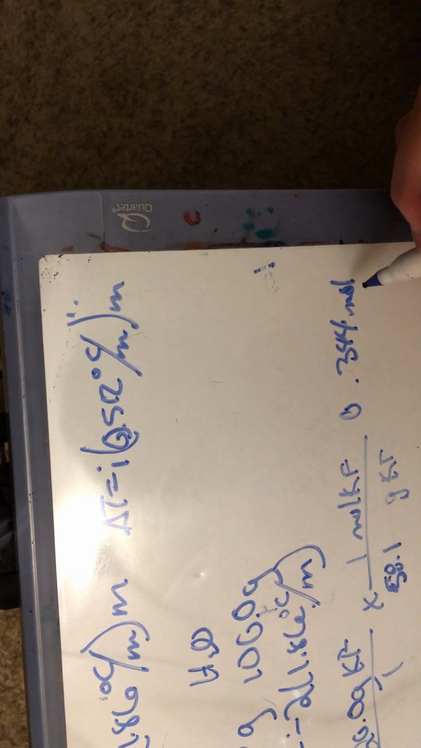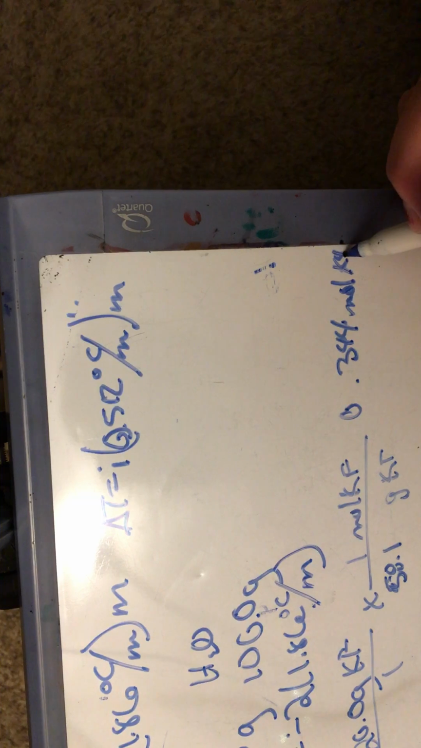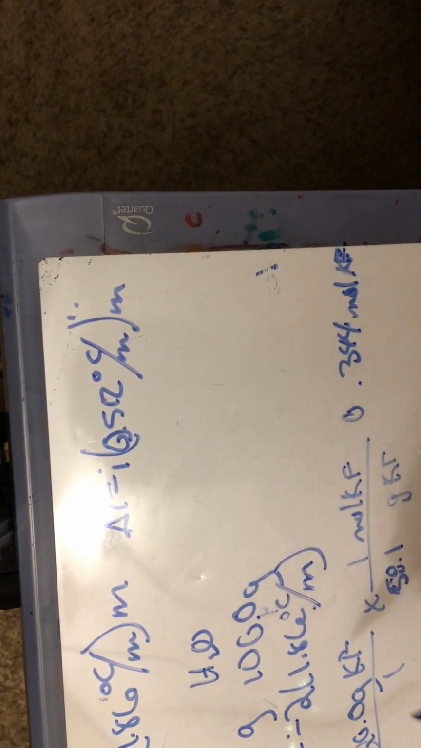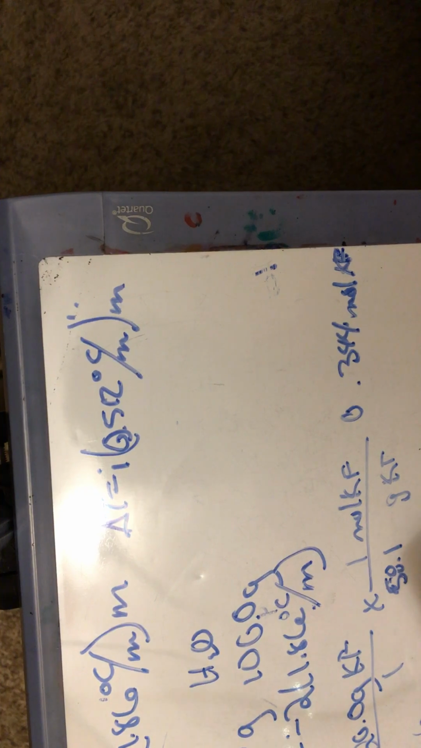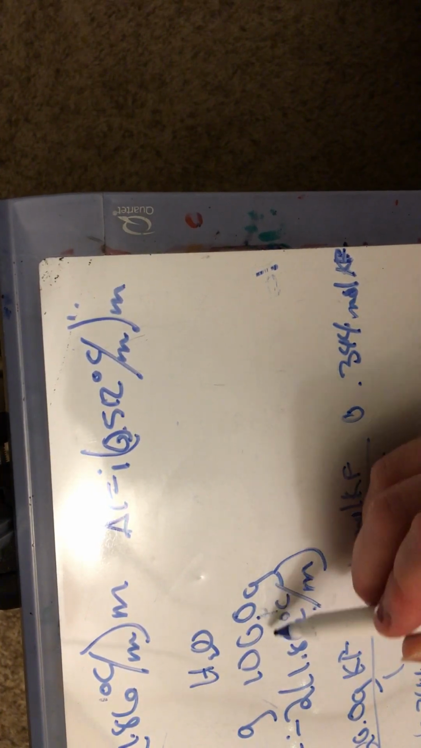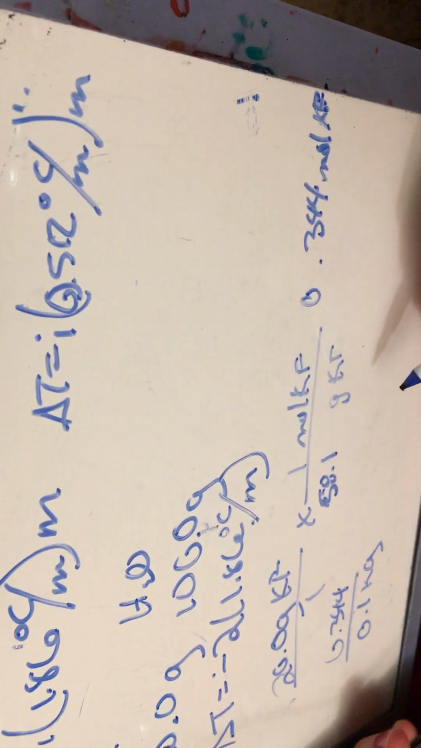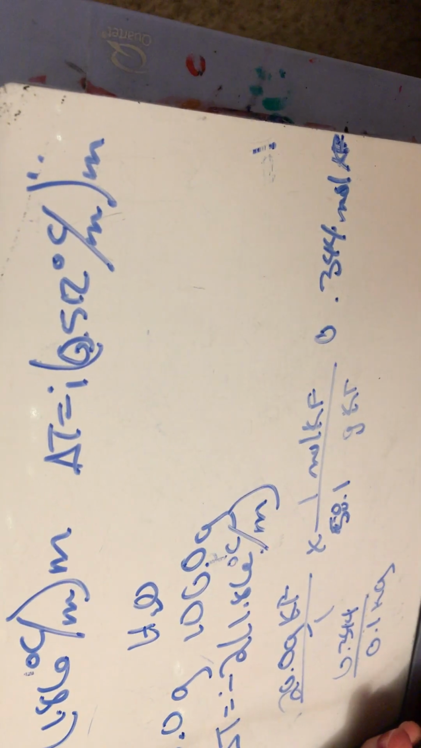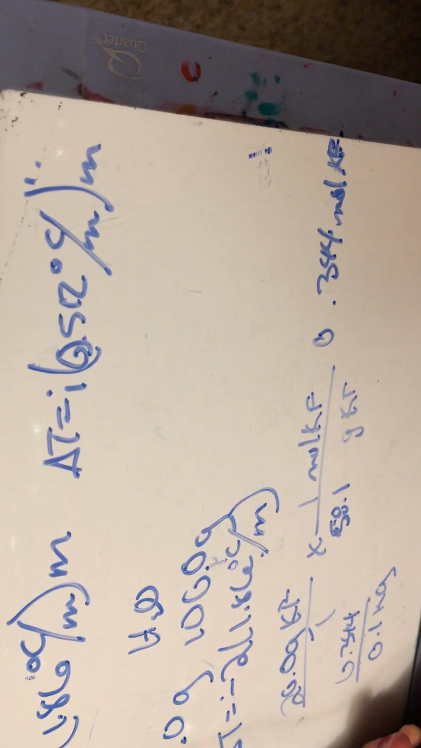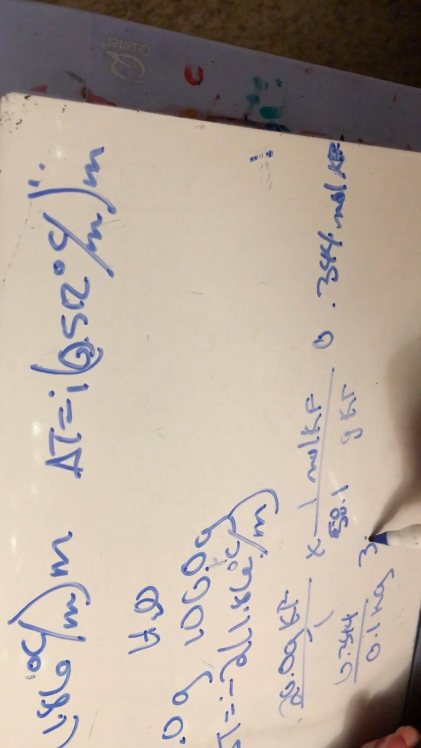I have 0.344 mole of KF. Now we have to put that over grams. So 0.344 divided by 0.123 kilogram of water equals 3.442 molality.